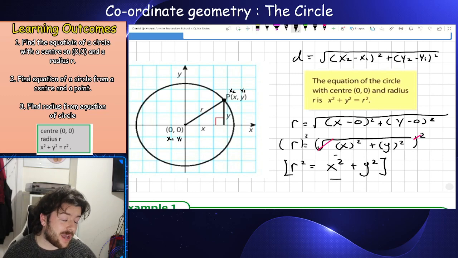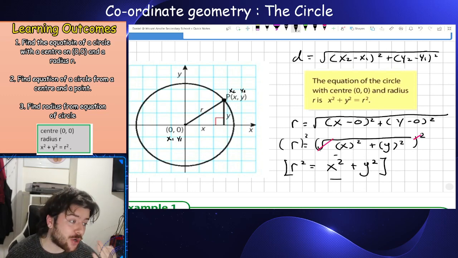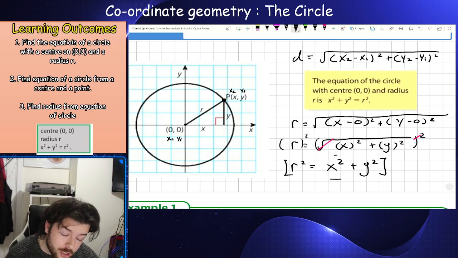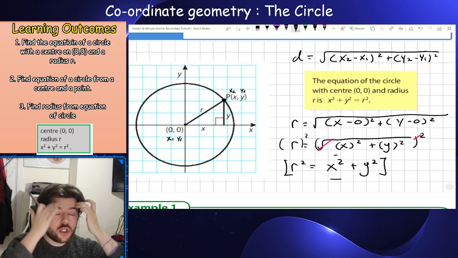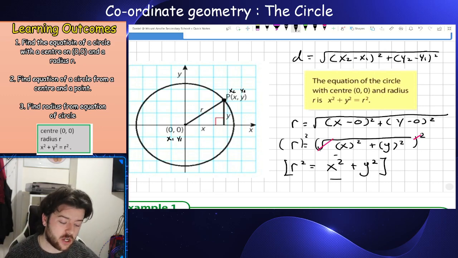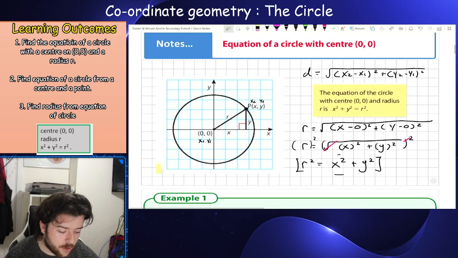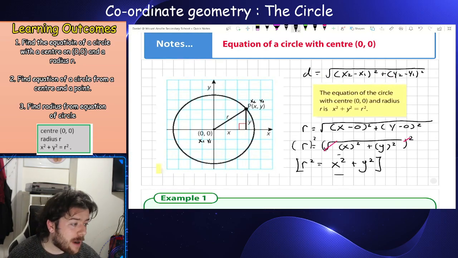Now, this equation is not on your log table. It's not in your formula and tables book, unfortunately, but you do get an equation of a circle that I'll talk about in probably 2 videos' time, and you can use that equation of a circle to generate this equation of a circle. So you do have an equation of a circle in your formula and tables book. So that's enough blabbering. Let's get into the meat and potatoes of it.